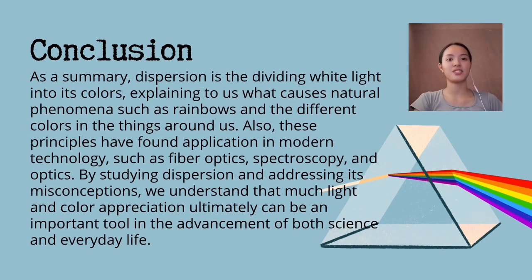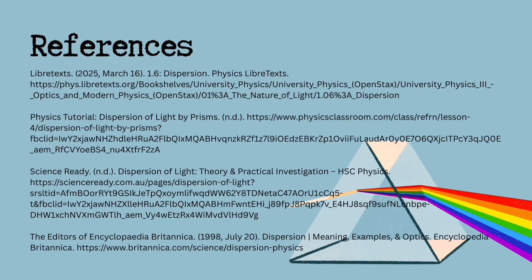As a summary, dispersion is the process of dividing white light into its different colors. This helps us understand how natural phenomena like rainbows and the various colors we see around us are formed. Beyond nature, these same principles are also applied in modern technology, for example, in fiber optics, spectroscopy, and other optical instruments. By studying dispersion and clearing up misconceptions about it, we gain a deeper understanding of how light behaves. In the end, appreciating how light and color work doesn't just satisfy our curiosity. It also plays an important role in the advancement of both science and our everyday lives.